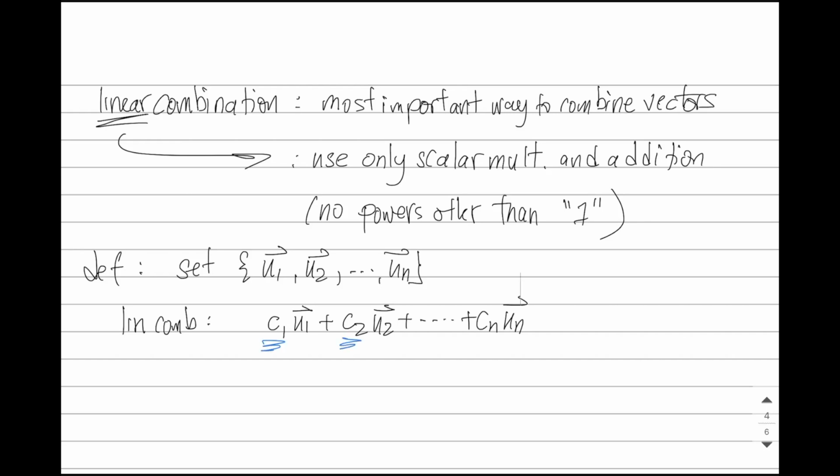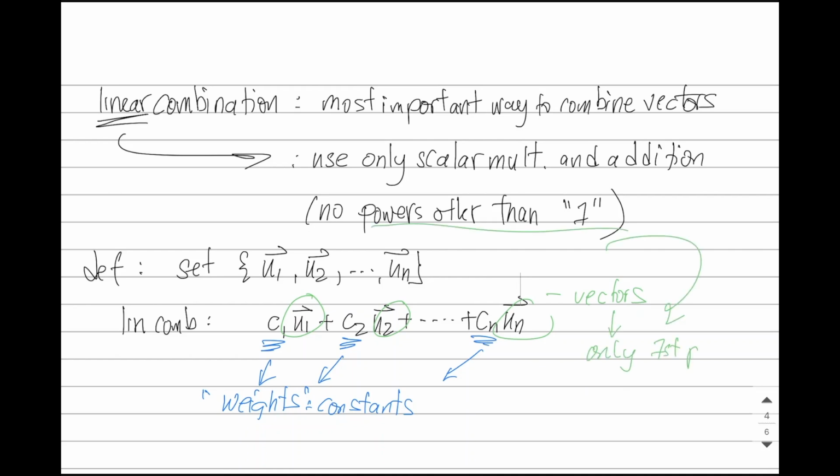All of these things, the c's, are called weights. They're just constants. Any constant you want. These things here in green are the vectors. All we are going to be doing is stretching vectors and then adding them up. We haven't even defined what it means to have a vector squared.